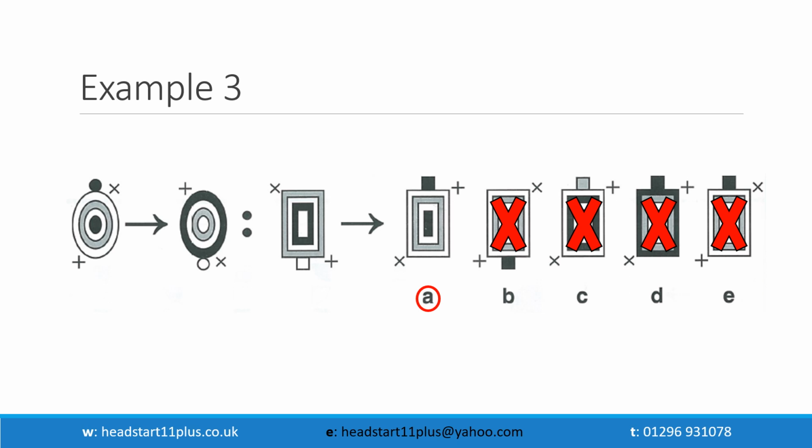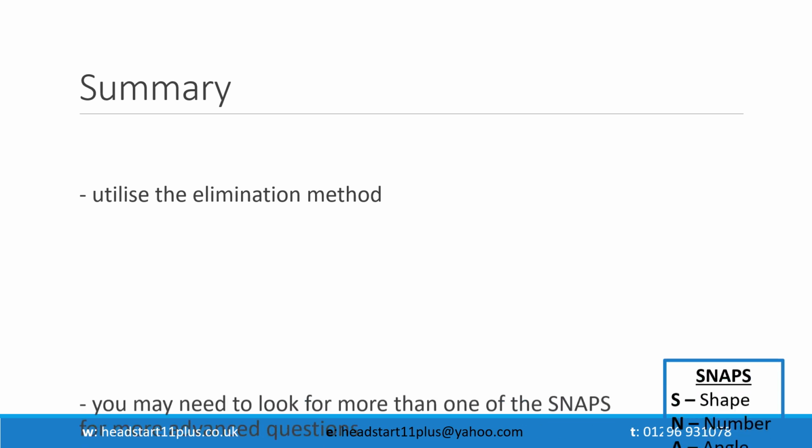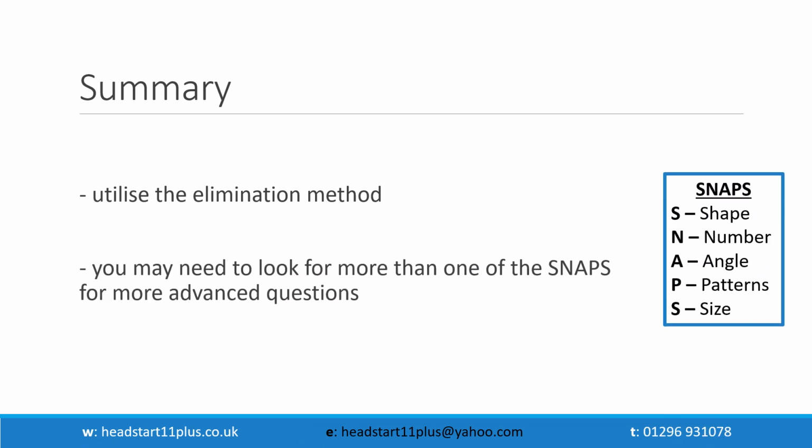So hopefully you can see in this example that even quite a complex question, where we've had to use quite a few of the SNAPS principles, you can still answer it, and using the elimination method is perfect. It's the only real way that you can answer the complete the pair questions in the time and with the accuracy that is required. In summary, again, you're going to be so bored of this. Utilize the elimination method and utilize the SNAPS. Those are the two ways that you're going to be able to answer 11 plus questions in the time that you need.